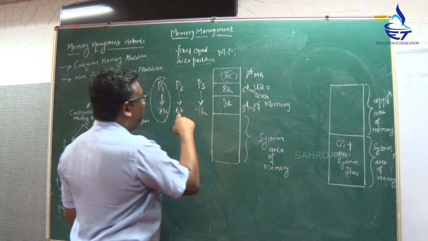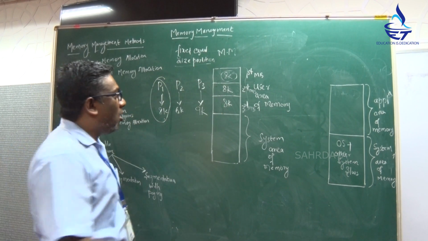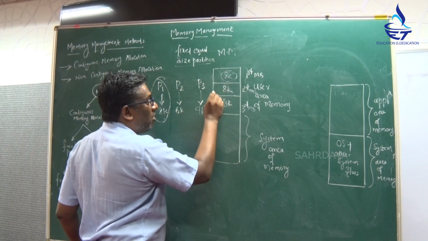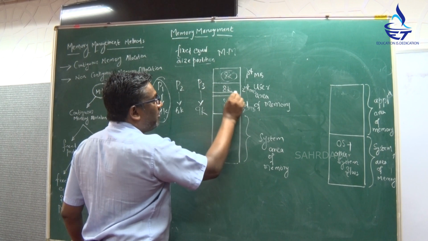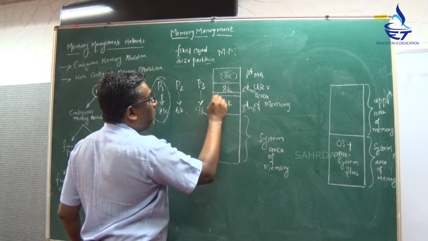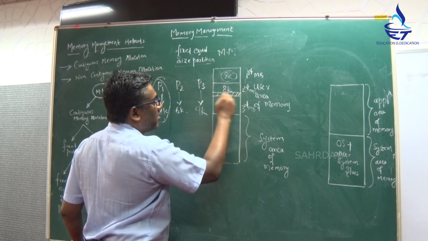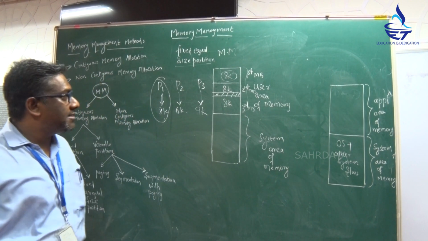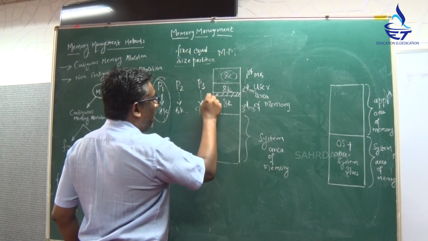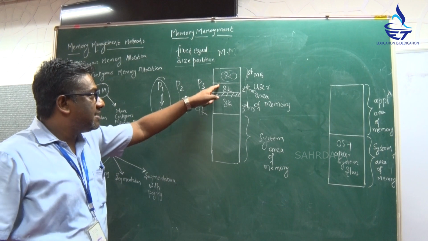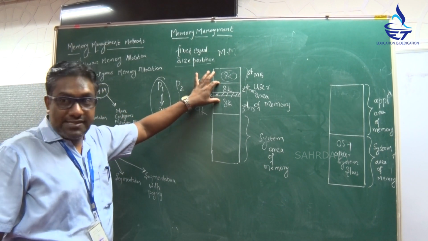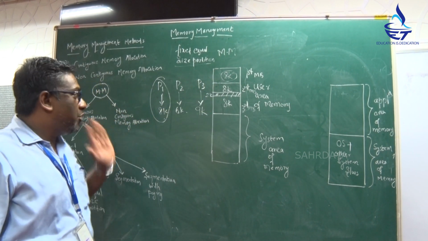And when we place P2 into the second memory block, what is the size of the second memory block? All are the same, 8K, but we need only 6K. So the remaining 2K is unused. This is 2K, unused memory area. Only 6K is needed, but the size is 8K, so 2K is unused.